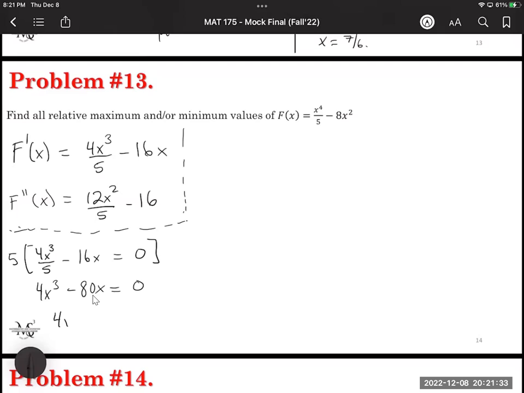I could factor out a 4x. So if I factor out a 4x, we get x squared minus 20 is equal to 0. And now I could split this into 2 equations, all right? So when I split this into 2 equations, this will give us 4x is equal to 0, and we're going to get x squared minus 20 is equal to 0. So for the equation that says 4x is equal to 0, then x must be equal to what value?